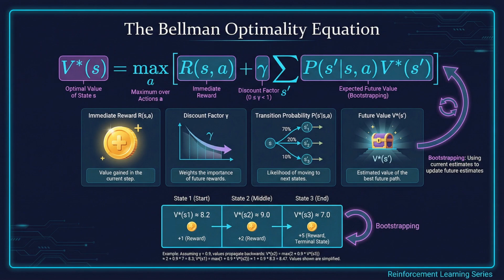The Bellman equation is the cornerstone of RL algorithms. It expresses a recursive relationship. The value of a state equals the immediate reward plus the discounted value of future states. This elegant equation tells us that we can compute optimal values by considering one-step look-ahead and bootstrapping from estimated future values. The discount factor gamma determines how much we value immediate versus future rewards.